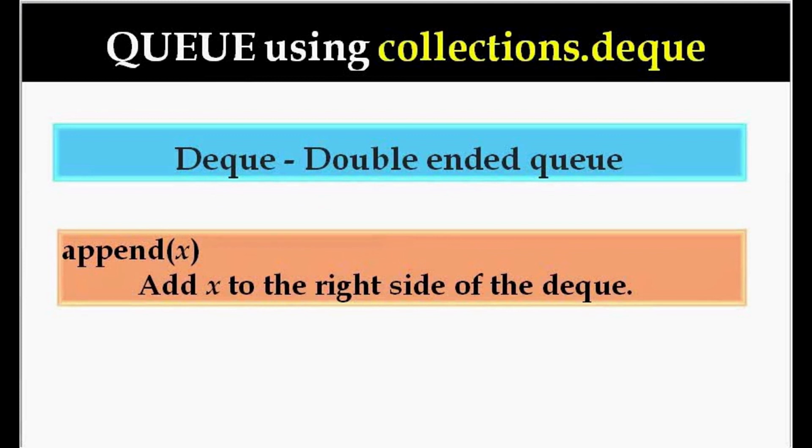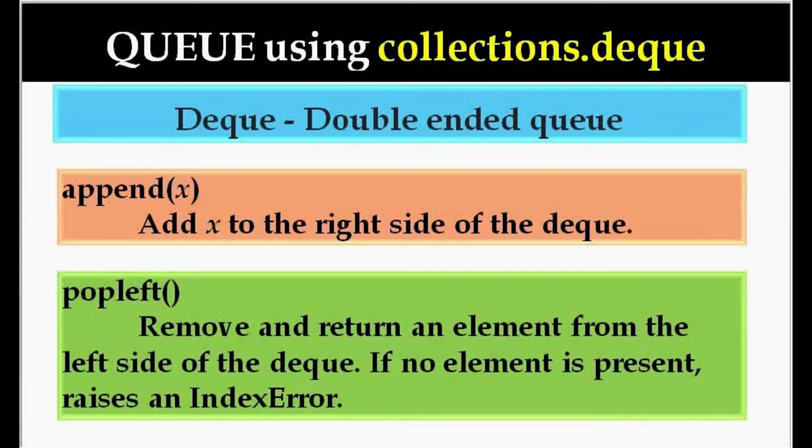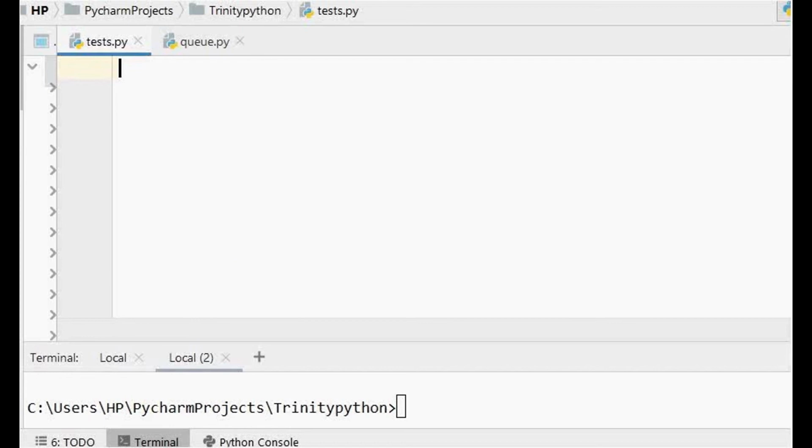For insertion, we are going to use the append method, which adds x to the right side of the deque, and for deletion we will use the popleft method. It will remove and return an element from the left side of the deque. In case there is no element present in the queue, it will raise an index error stating that you are trying to pop from an empty deque. Let's implement the queue using this deque.